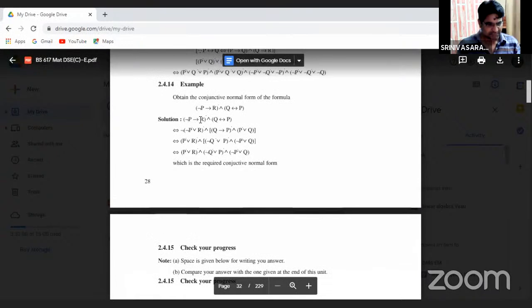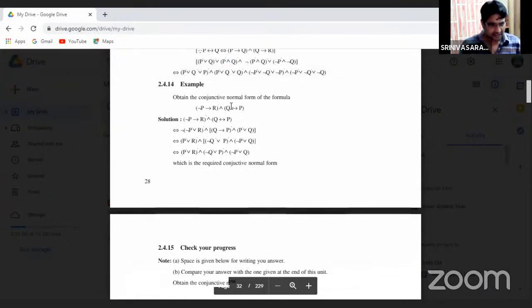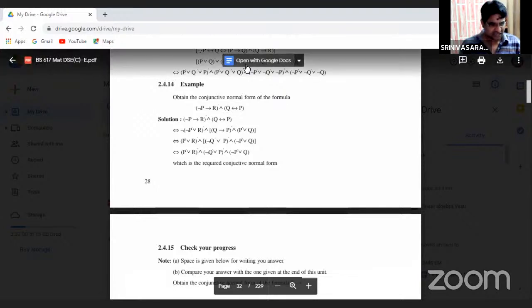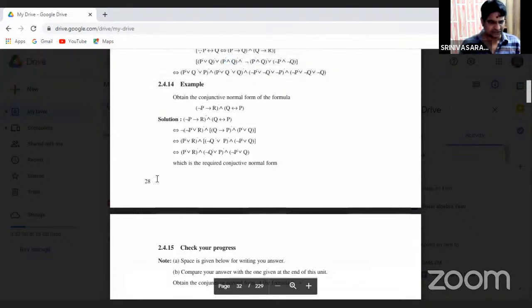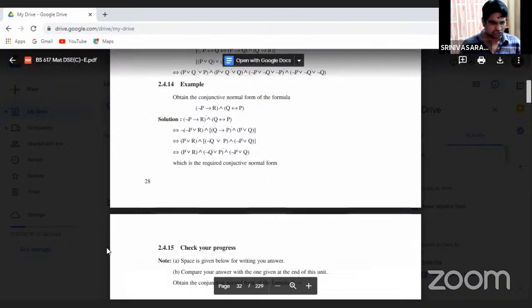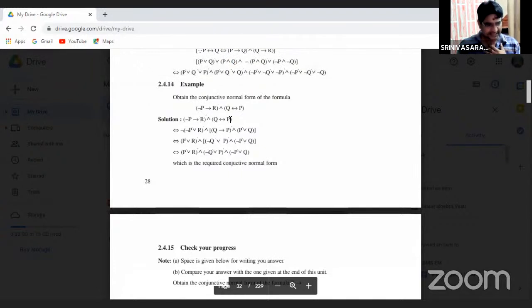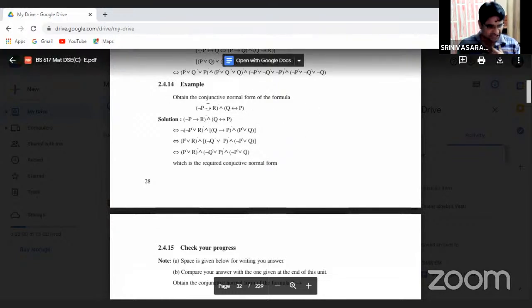Now, in the same manner, the last example is also here. Obtain the conjunctive normal form of the formula. These expressions only depend on the final examinations. There is no doubt. Outside of the consideration is not considered here. Especially, you have to practice according to the conditions, and automatically you must achieve the final result. Now, obtain the conjunctive normal form of the formula: negation P implies R and Q biconditional of P. That's enough. This is the biconditional part. Now, the both-sides arrow expression is called the equivalence part.